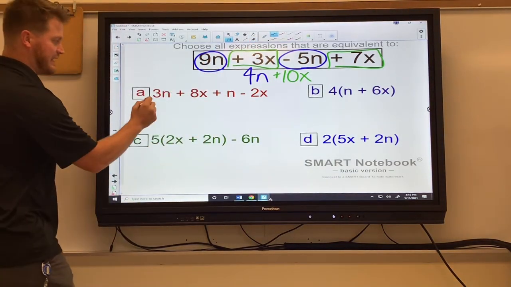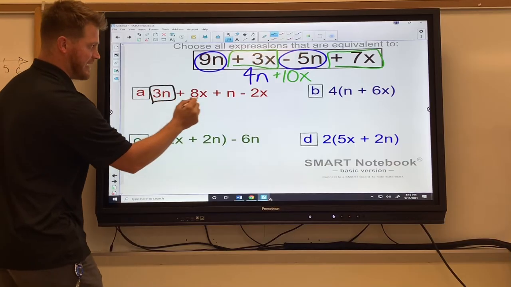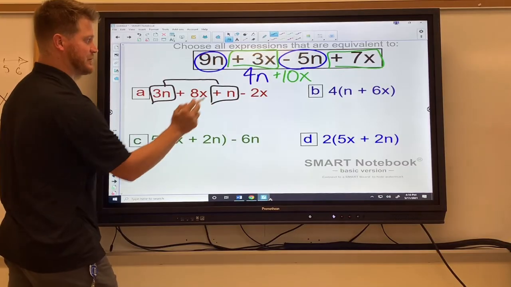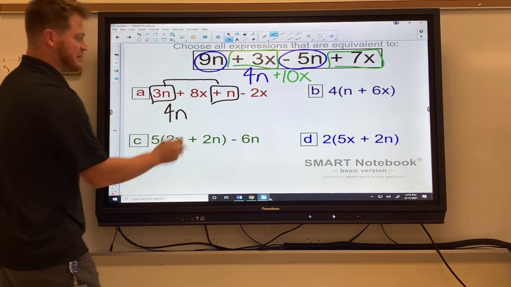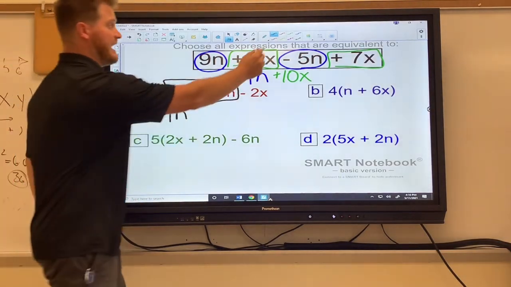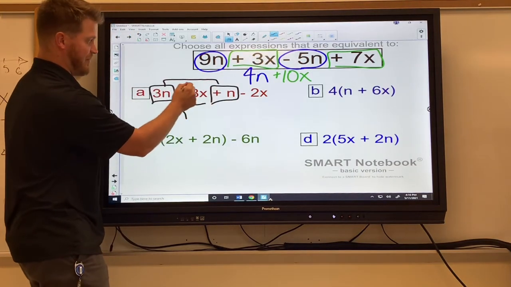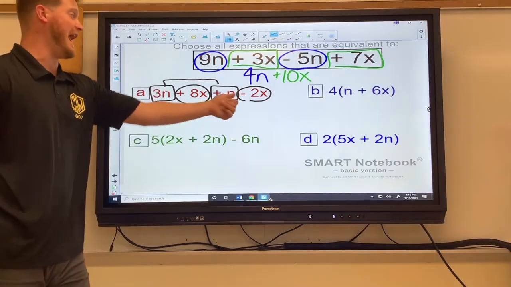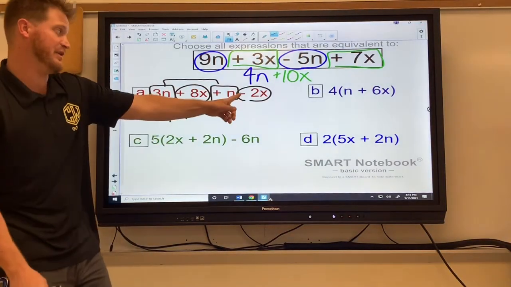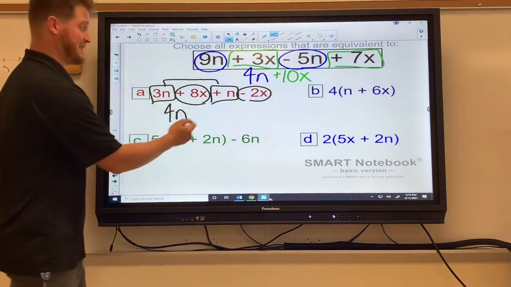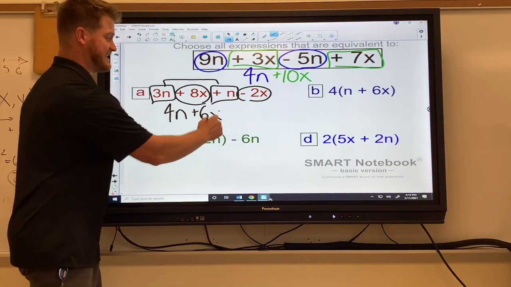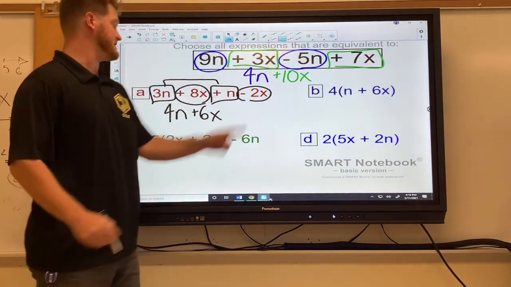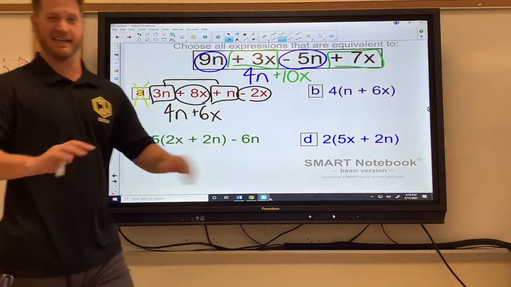All right, so A, let's make it a little neater. We have 3n plus n. Are there any more n's? I don't see any, so let's combine those. 3n plus n is 4n. So far, so good. But then we have a positive 8x and a minus 2x. That 2x is there to trick you to try and add these together to make 10x. But notice the minus sign, you're going to have to subtract those. 8x minus 2x is 6x. So 4n plus 6x is not the same as 4n plus 10x. So answer choice A is not correct.